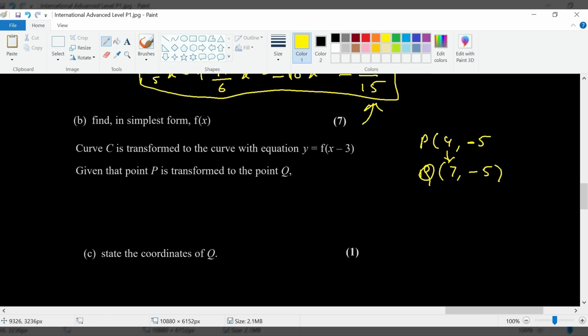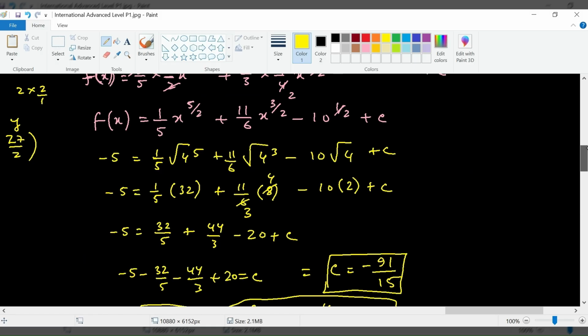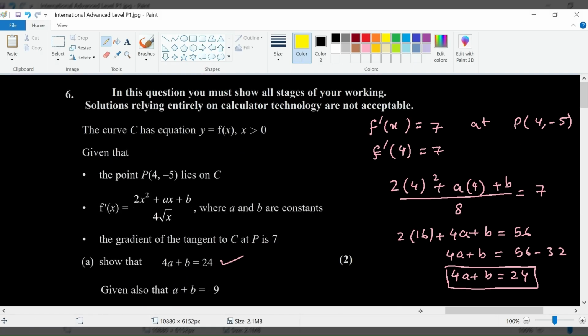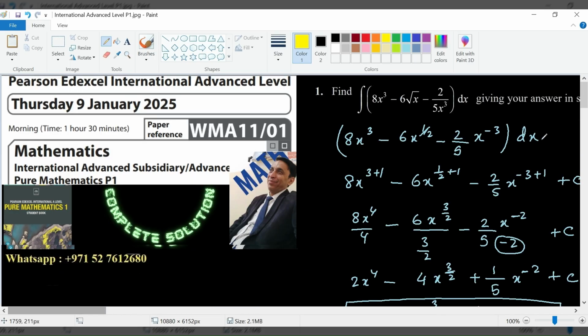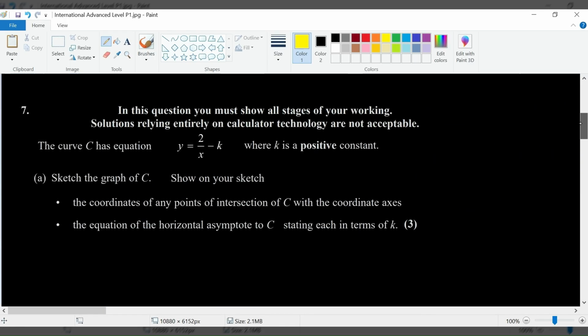Now they are asking you to state the coordinates of Q. Yes, this is the point we're talking about. The coordinates of Q are 7 and negative 5. Moving on to the next question, which is the last question, I guess, of this paper. Yes, the last question you can find over here.